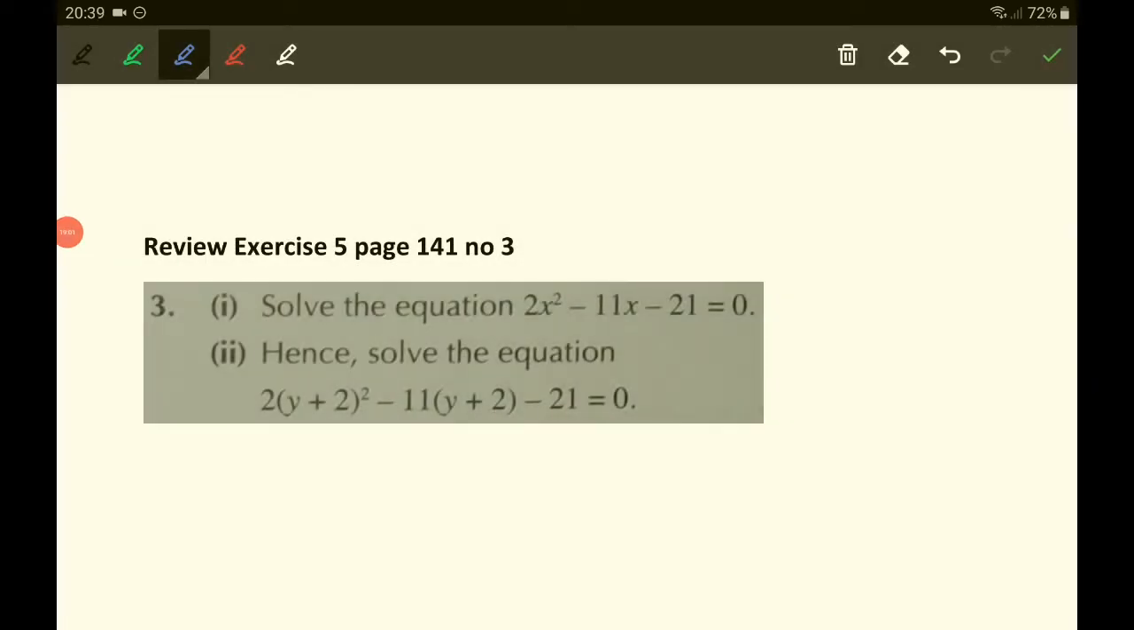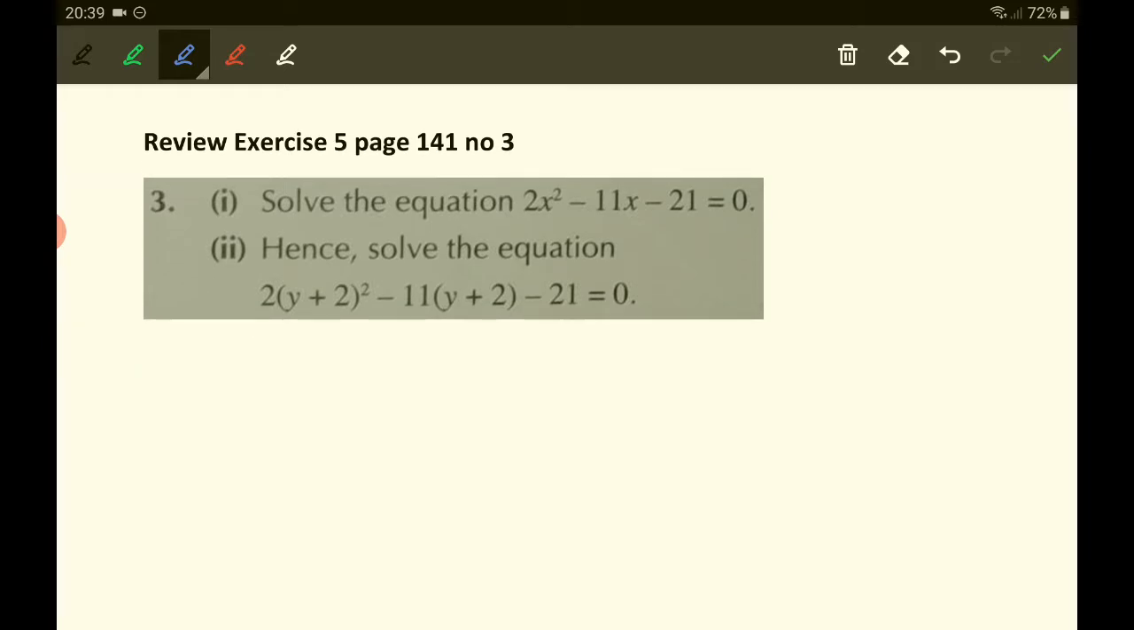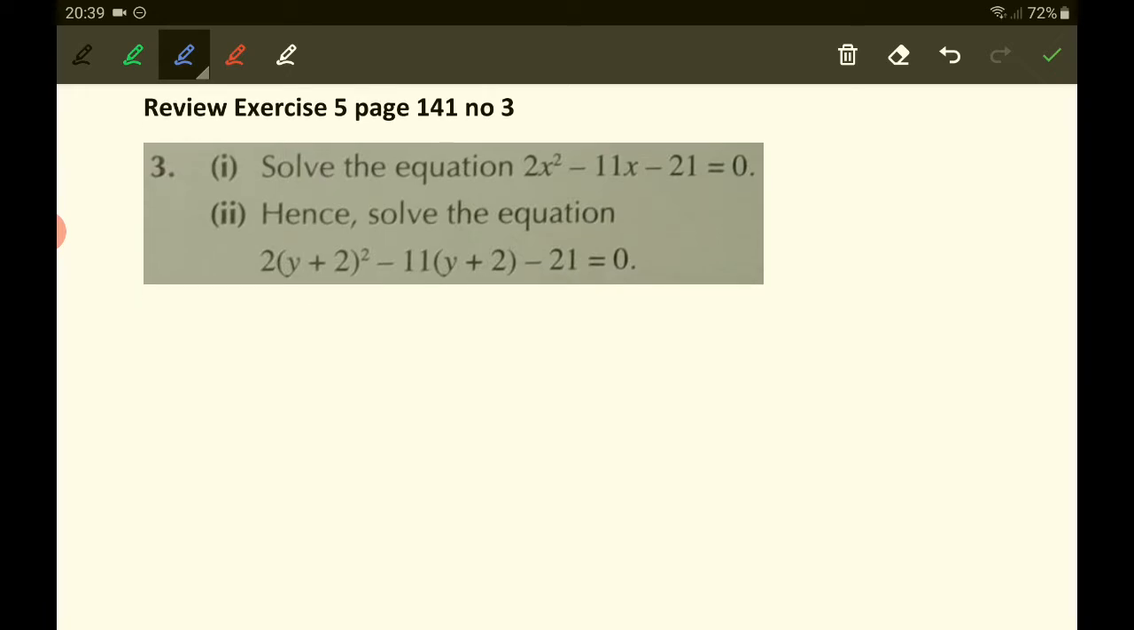Okay, now we are in the 7th question. Review exercise 5, page 141, number 3. You are asked to solve the equation. I want to rewrite the equation here: 2x squared minus 11x minus 21 equal to 0. Just like the cross method, we need to find the combination.